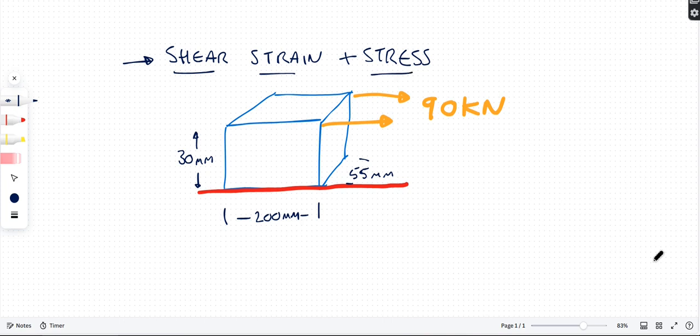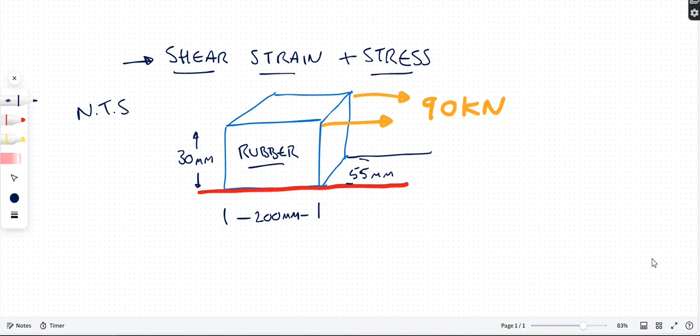So here's our question. We've got, this could be a rubber block or something like that. Rubber, for example, a little block, and it's sitting on this bit of metal or something. I'll put not to scale here, because before somebody says not, right? Not to scale. So this rubber block is 200 mil in length that way. It's 30 mil high. And it's 55 mil going backwards into the page.